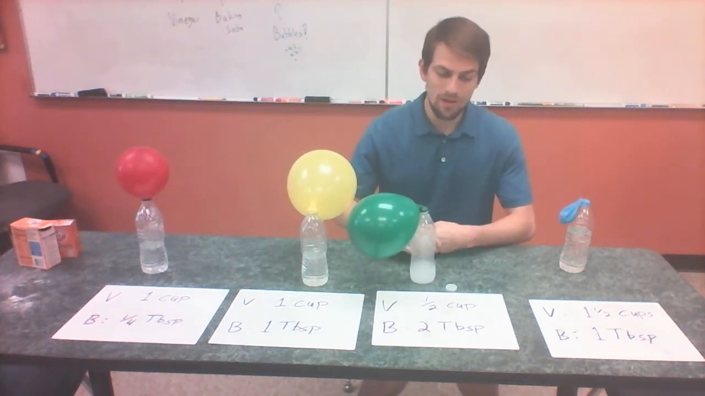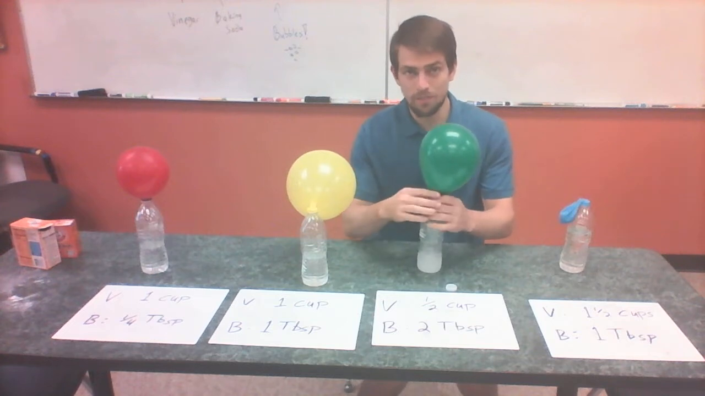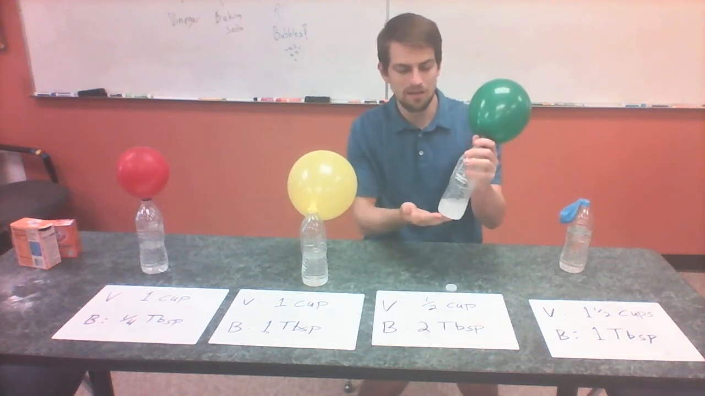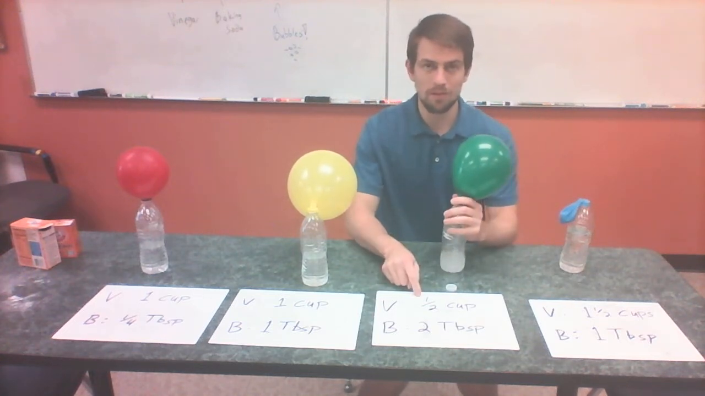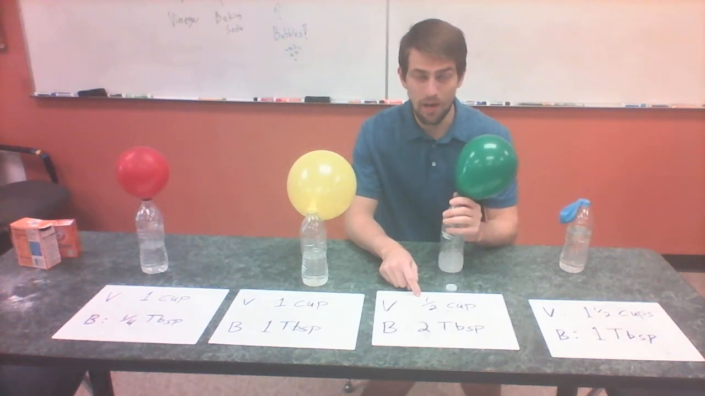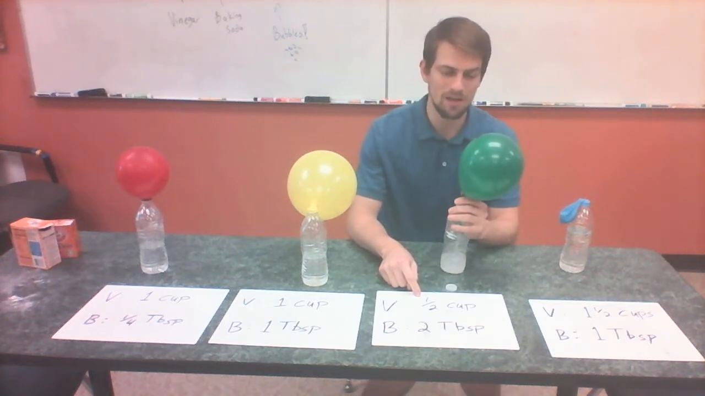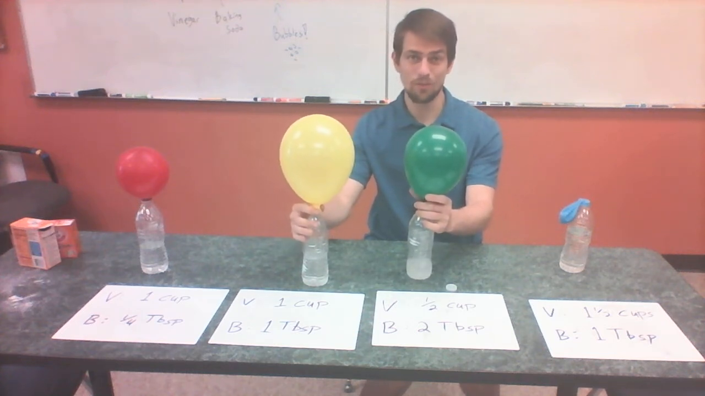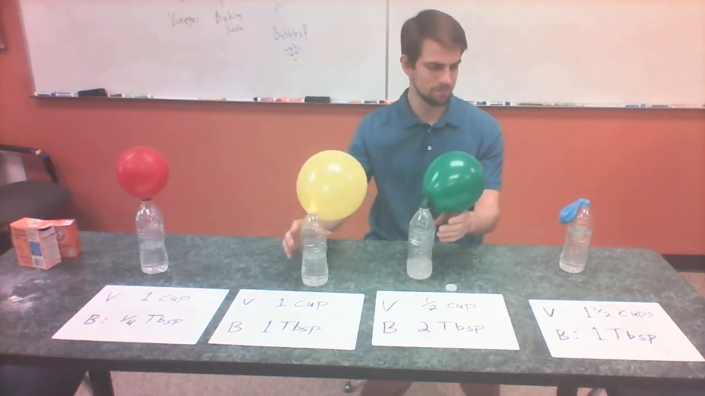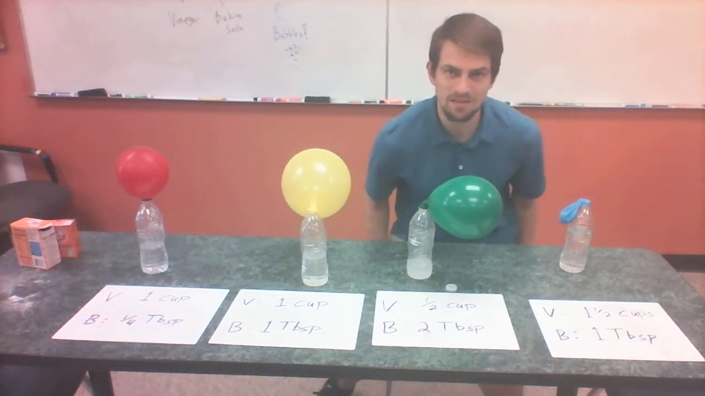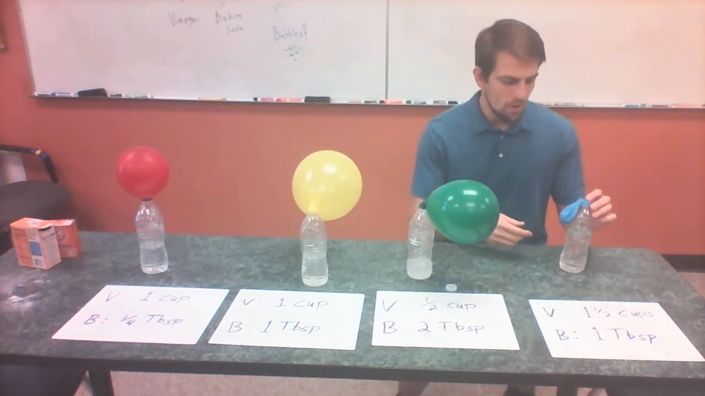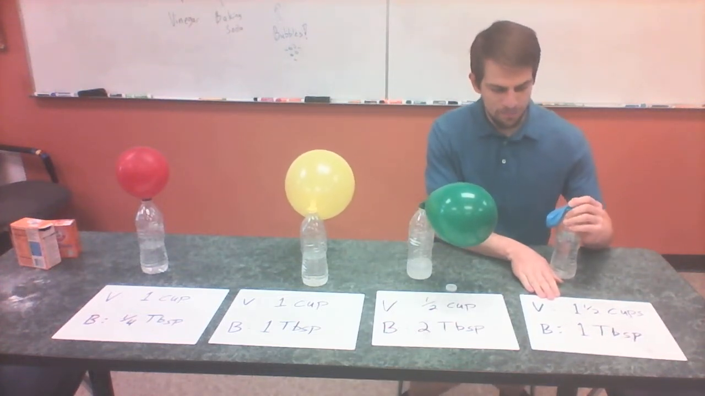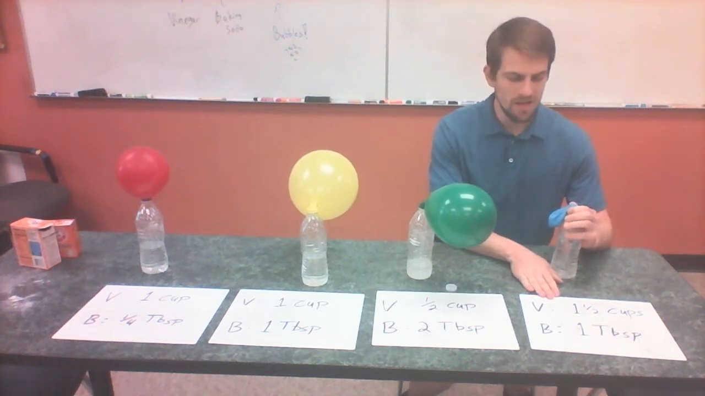So the vinegar ended up being the limiting reactant because there's plenty of baking soda. But the vinegar, because we had so little of it, we only had 1/2 of a cup, it ran out first and stopped the reaction from going as far as this one, even though we have twice as much baking soda.